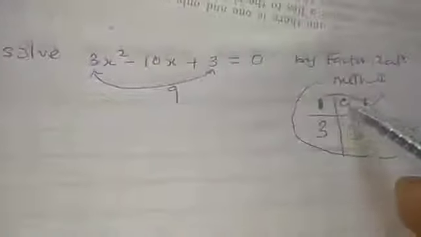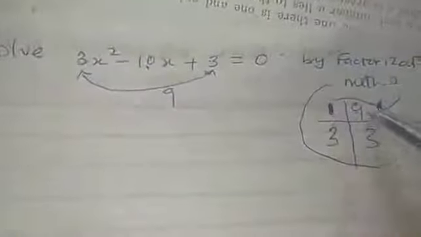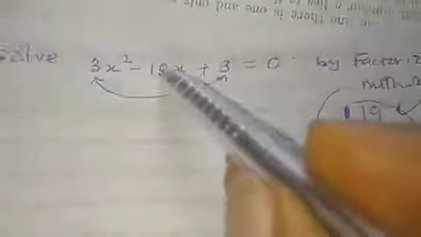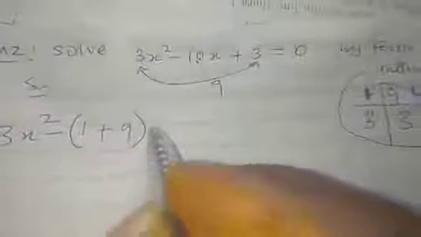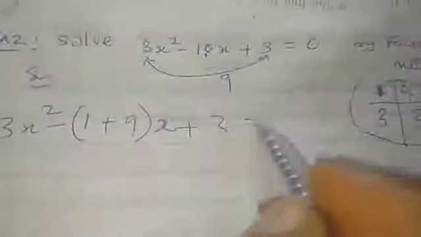So these are the factors of 9. Now, we have 2 pairs, this and this. Out of this, you look for 2 numbers that if you add or if you subtract, to give you this middle, which is 10. If you add, you see that 9 plus 1 will give me 10. So in this case, I will have 3s squared minus, instead of this 10, we will use this 1 and 9. That is 1 plus 9. Then x plus 3 equal to 0.